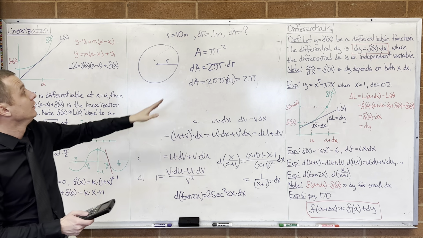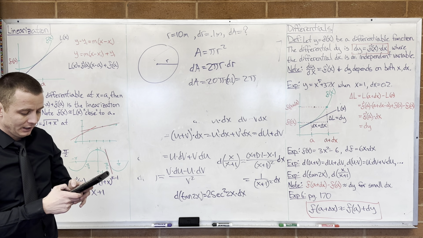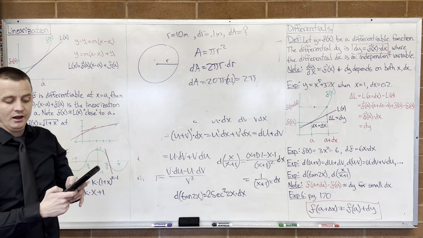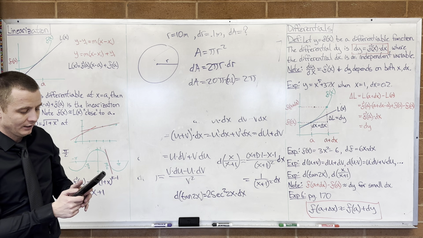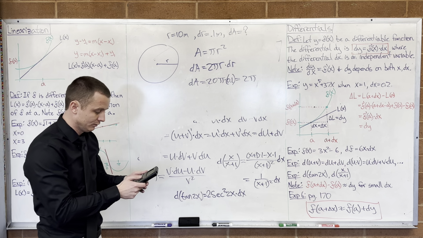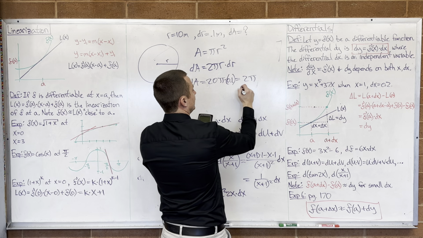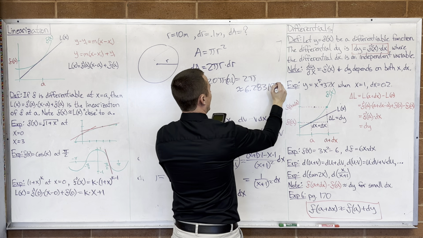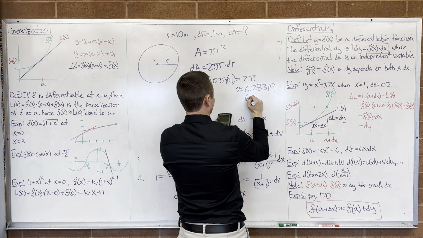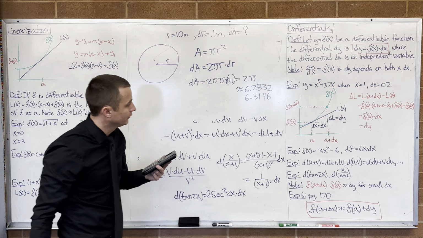So we're taking the area when our radius is 10.1. That is going to be pi times 10.1 squared minus pi times 10 squared. The answer comes out 6.3146, rather than 2 times pi, which is approximately 6.28319. The actual change is 6.3146.